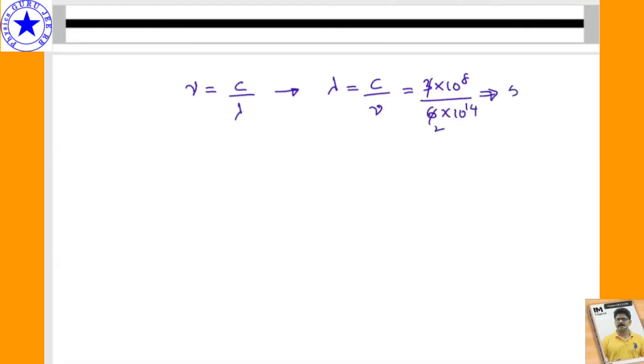Now we want the wavelength. We know that nu is equal to c by lambda, where nu is the frequency. So lambda can be written as c by nu. Now c is the velocity of light, 3 into 10 to the power of 8, divided by the frequency. Just now we got 6 into 10 to the power of 14. Simplifying, we get 5000 angstroms, right?